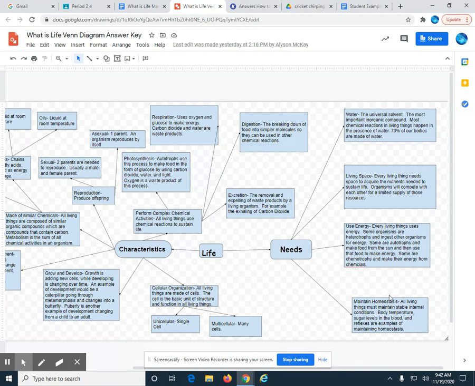And the last thing, maintaining homeostasis. All living things must maintain stable internal conditions, such as body temperature, blood pressure, the amount of sugar in your blood. And if you just think about the things you do at the doctor's office, what they check on, right? They check your blood pressure. They check your temperature. What if your temperature is high? What do you have? You have a fever, right? What if they shine the light in your eyes and they notice your pupils weren't reacting? What would they know? Your nervous system's not working right, right?